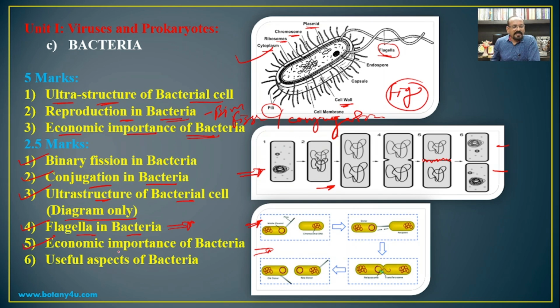Then the fifth one is the economic importance of the bacteria. The same question was asked for 5 marks, and the same question is asked here again for 2.5 marks. So depending on the marks, we have to provide the account for the questions.